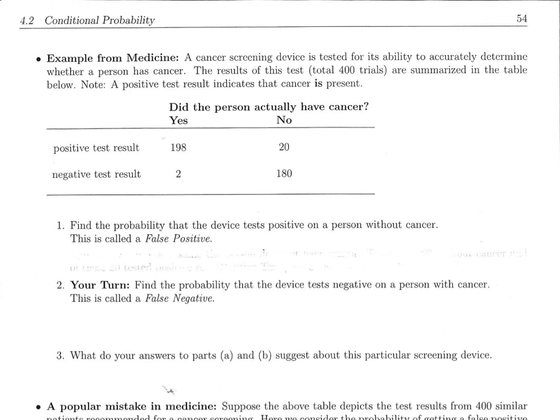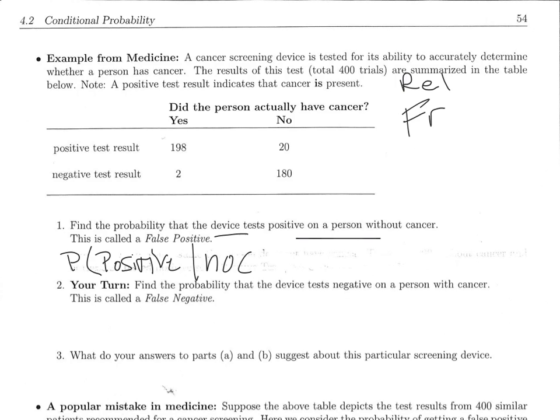So now we're going to look at conditional probability with a little bit different twist. This is based on a table of data, so this is a relative frequency probability, because we're using it based on data. So we're trying to find the probability that some test device says somebody has cancer when they really don't, so it's a false positive. So what we're doing is, what's the probability that somebody has a positive test result given that they do not have cancer?